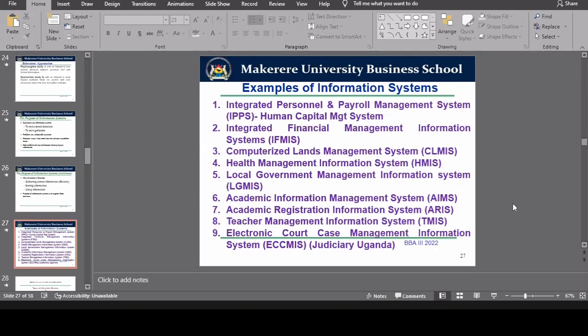And we have the academic registration information system, ARIS, still used by universities usually, and some secondary schools, I think. Teacher management information system, electronic court case management system for the judiciary. So many systems are in existence. However, I have a question. These systems exist, but do you know the level at which these systems operate?